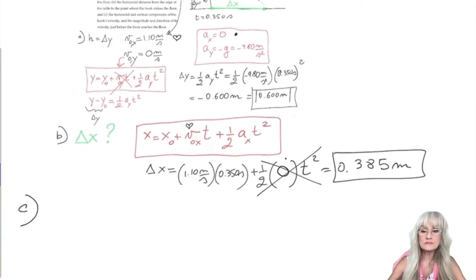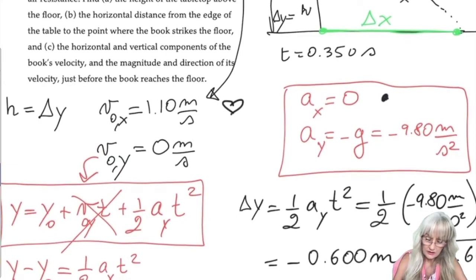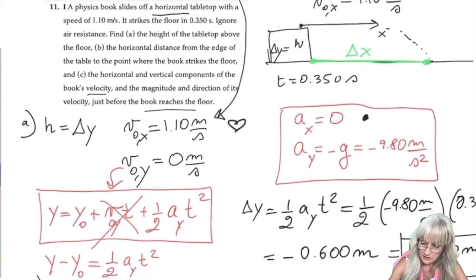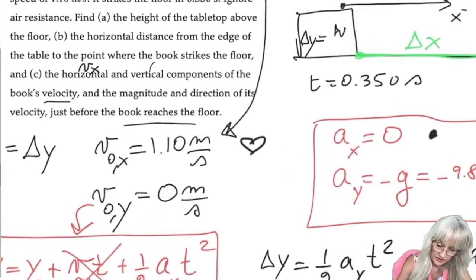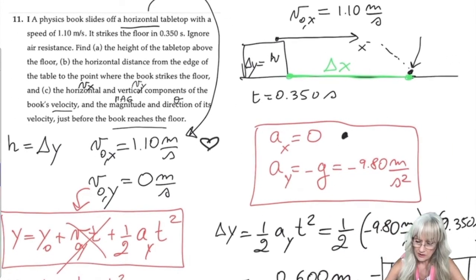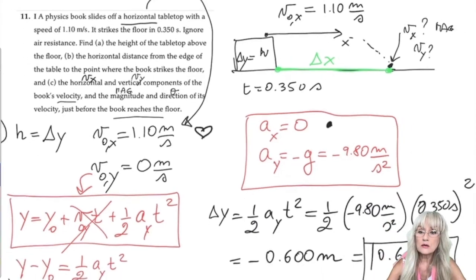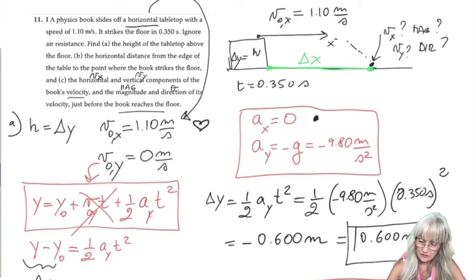In part C, we want to find the horizontal component and vertical component of the book velocity, magnitude and direction just before it reaches the floor. What does it mean? Right here, before it reaches the floor, we want to find v of x, horizontal, v of y, vertical. The magnitude, you know how to do it, the direction, theta. So right here, this is what we want to find: v of x, v of y, magnitude, and direction. Let's do it.